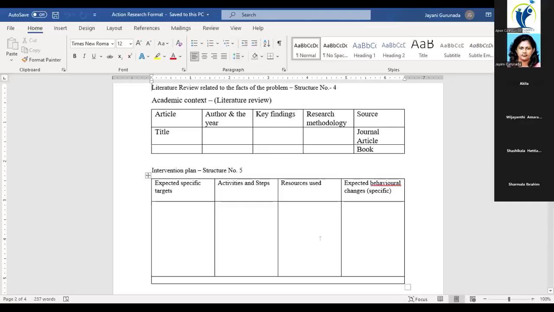Then you have to do this one, intervention plan, right? That is the expected specific target. Here you have to write your objective. What is the target? So imagine, to enable the students to pronounce words properly. Then you have to have activities and steps. Now the activity will say reading, pronouncing words given in the reading book, whatever it is. Then step 1, students first pronounce the alphabet in a phonetic manner.